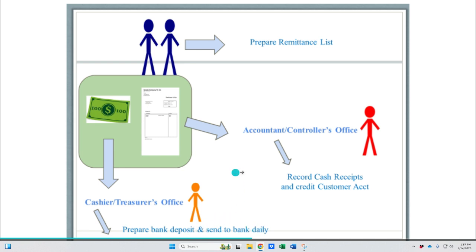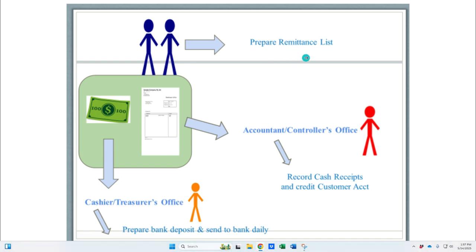and that's what's ultimately going to show up on our bank statement. We will take those remittance advices and send those with a copy of the remittance list to the accountant or controller's office. These people will be responsible for recording the cash receipts, so they'll show the cash coming in on their accounting records, as well as crediting any customer accounts. So if Betty sent in her water bill, we would make sure that Betty's account is reflected in that process. So again, these are just some additional controls that we would like to have on the cash receipts end.